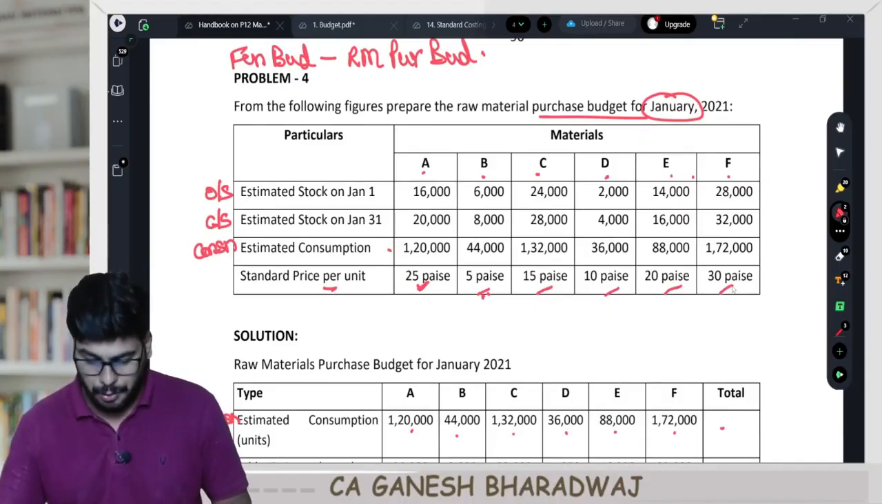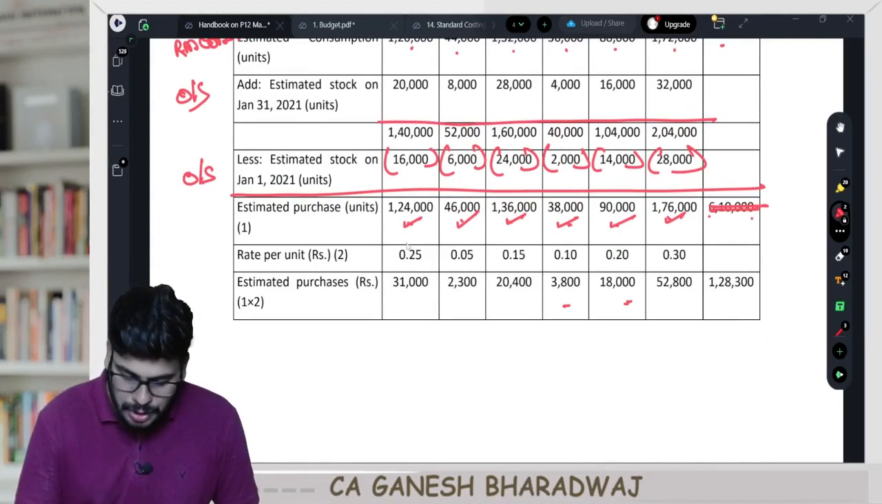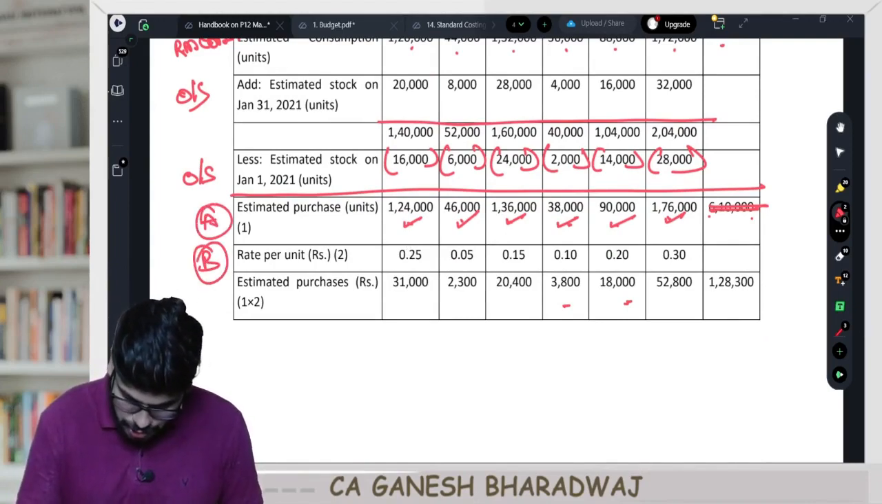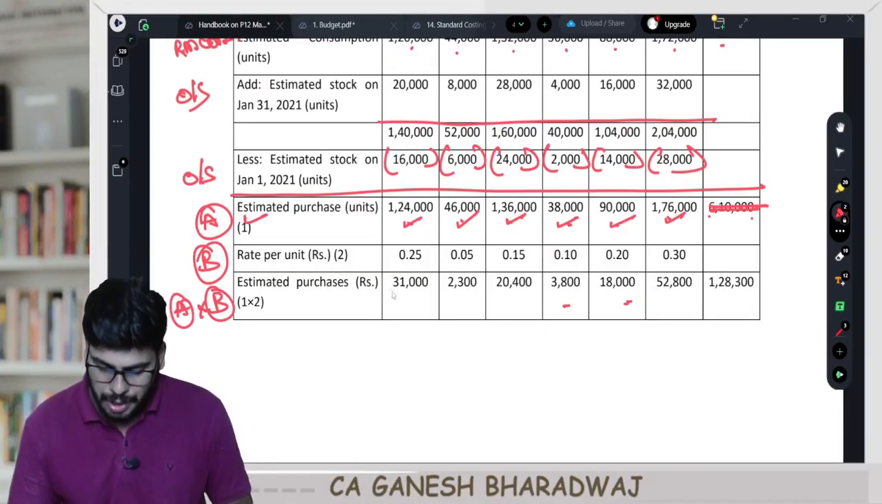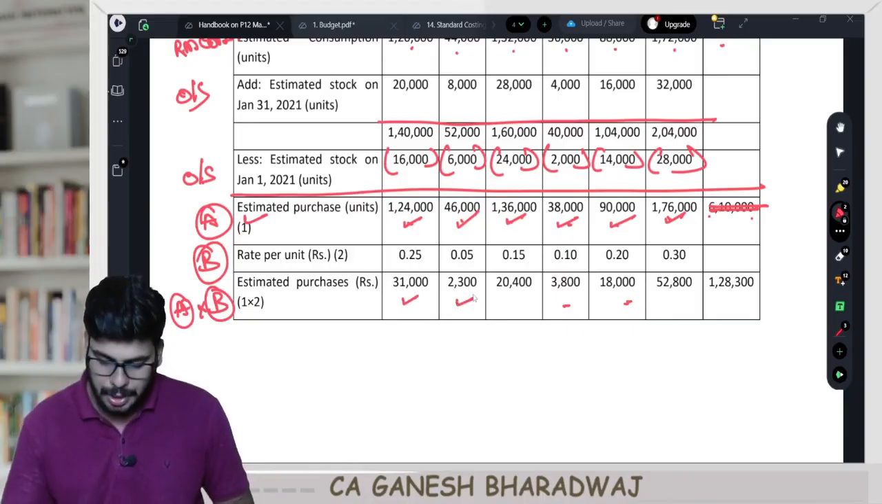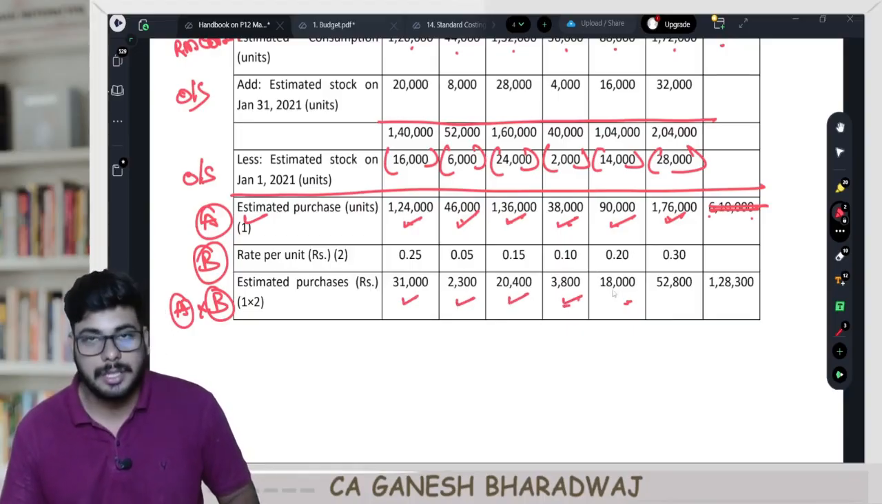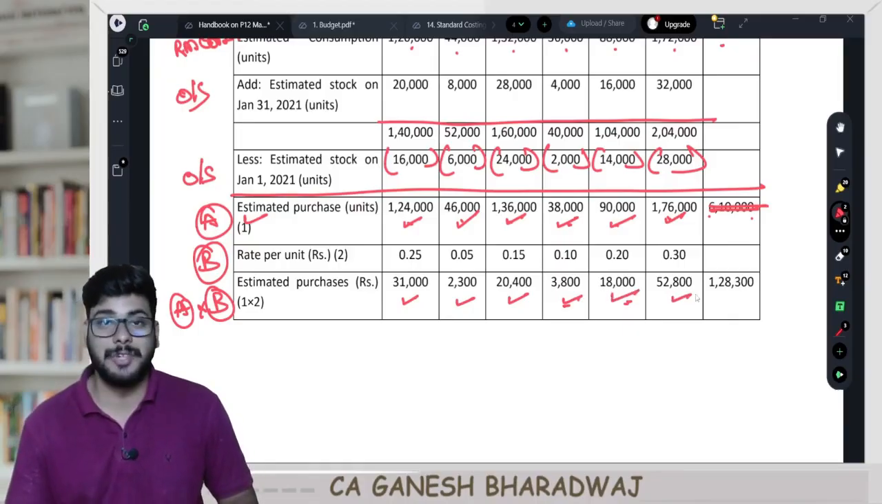The rate per unit of raw material has been given here, right? So now what we need to do is, so let's say this is A, this is B. So you just need to multiply the two. So the number of units to be purchased multiplied with the rate per unit. So now the raw material purchase cost for raw material A is going to be how much? 31,000. B, 2,300. C, 20,400. D, it's 3,800. E, it's 18,000. And F is going to be 52,800.